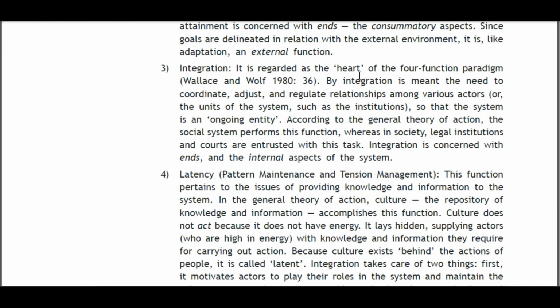It is regarded as the heart of the four-function paradigm, Wallace and Wolff told in 1980. By integration is meant the need to coordinate, adjust, and regulate relationship among various actors or the units of the system, such as the institutions, so that the system is an ongoing entity. According to the general theory of action, the social system performs this action, whereas in society, legal institutions and courts are entrusted with this task. Integration is concerned with the ends and the internal aspects of the system.